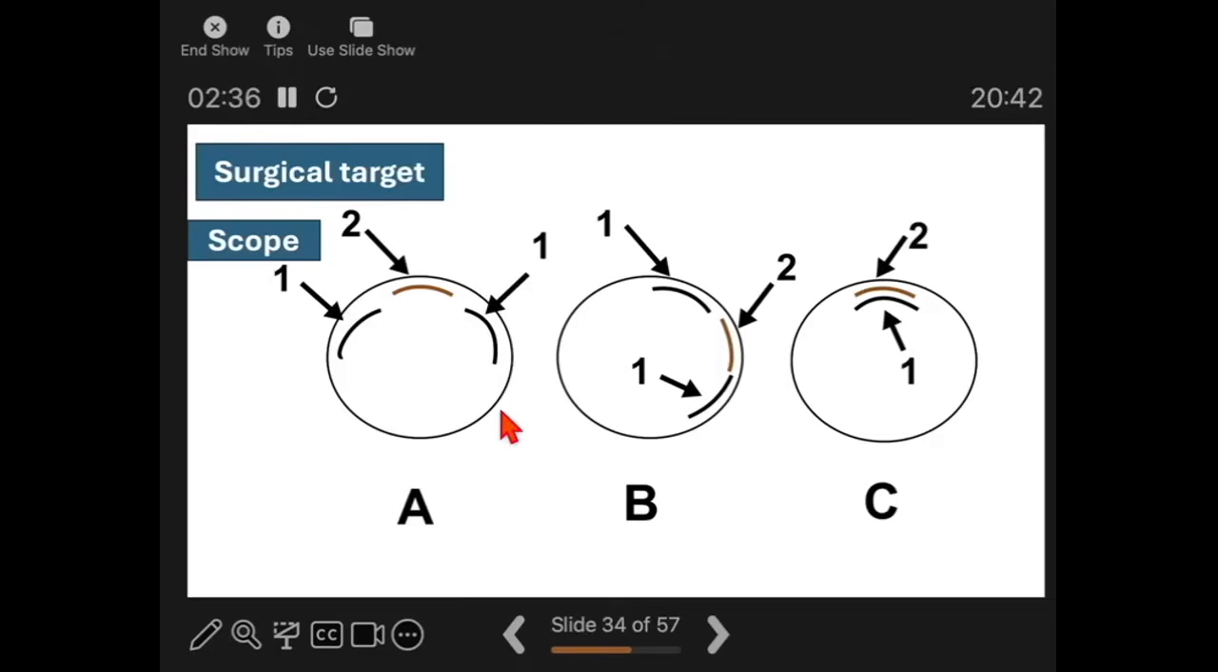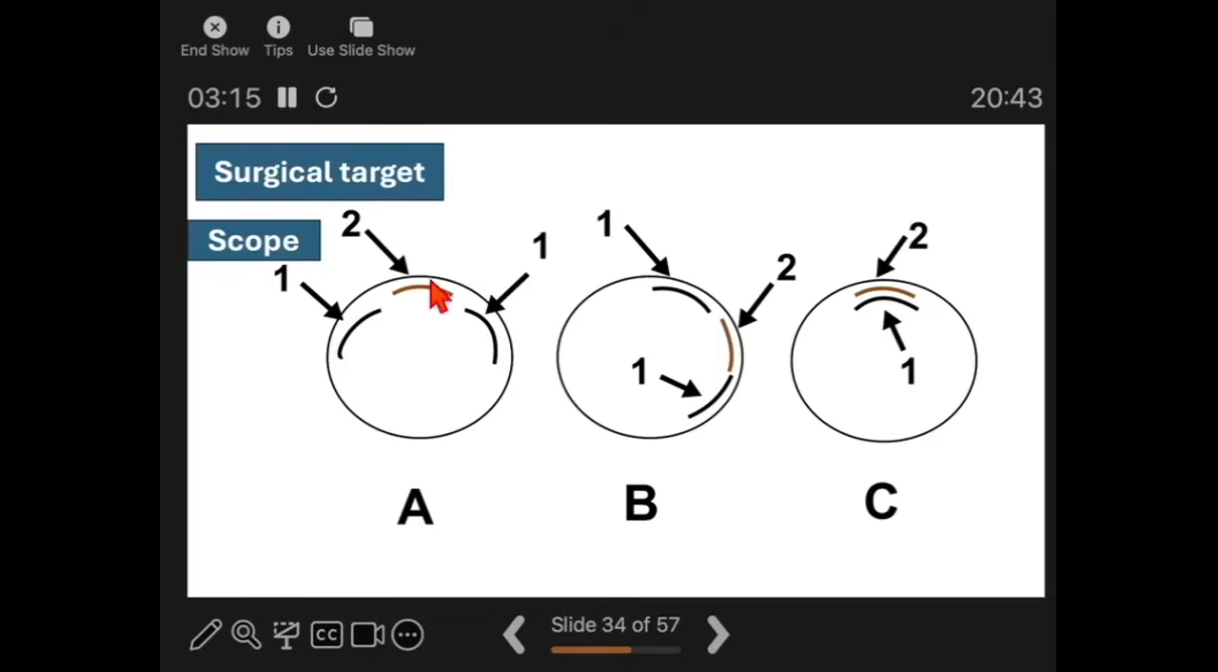This is explained in this image very well. This is the surgical target area, the place where you want to work. This is the endoscope position. So if the surgical target area is cranially placed, your endoscope also should be cranially placed. But it should not be directly on the surgical target area. If you put your endoscope here, then the instrument manipulation to the surgical target area will be obstructed.